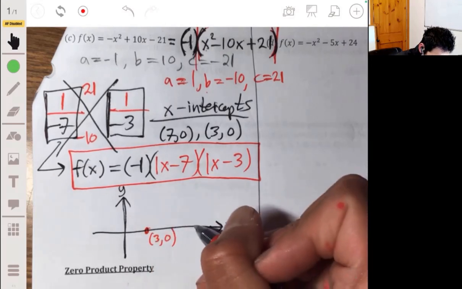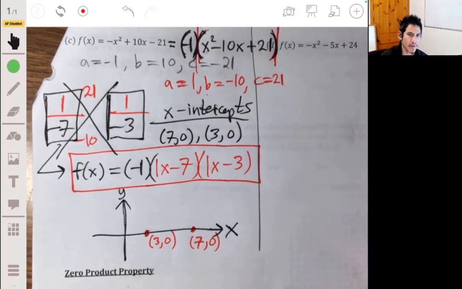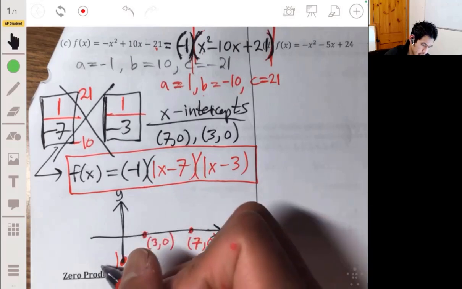Three, 0 and 7, 0. Y-intercept is at negative 21. So let's just say it's over here. Just again, not drawn to scale.